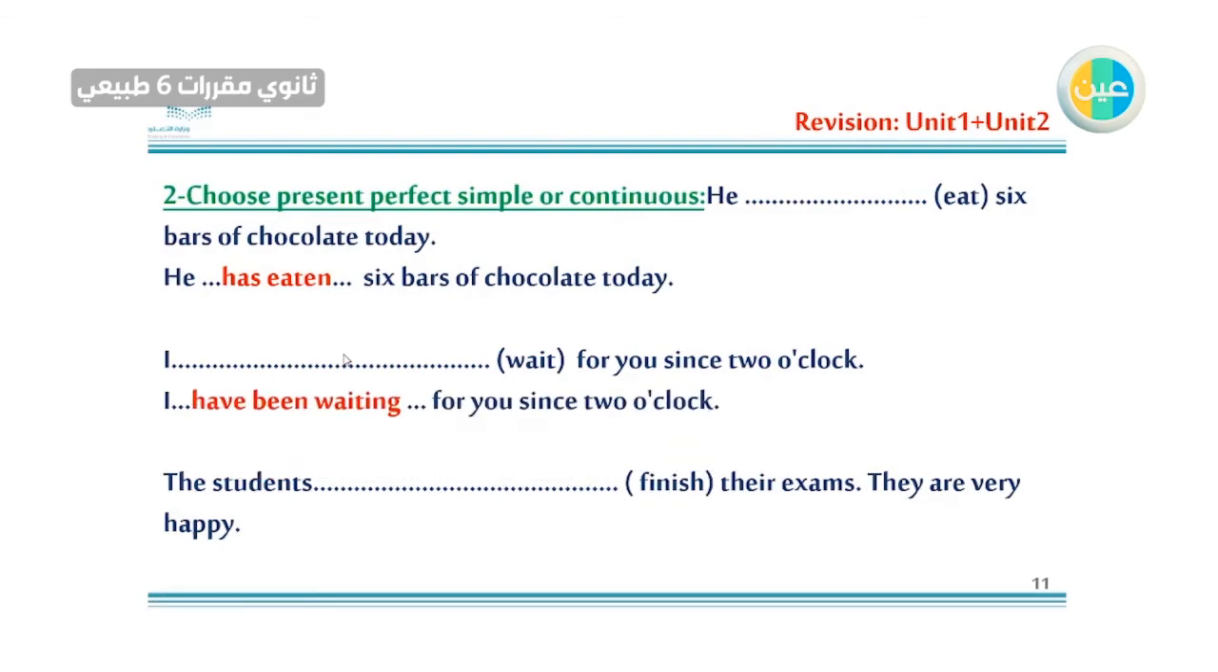The student finished their exam. They are very happy. What's the result here? They finished their exam, so they are very happy. Are we talking here about duration, period? No, just the result. They finished. So we will go with the present perfect, simple. The students have finished their exam.